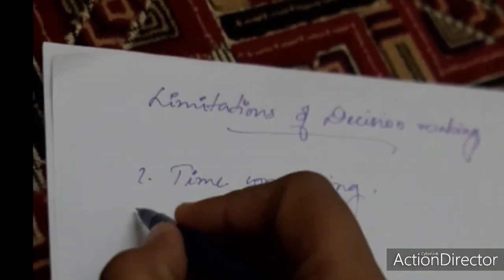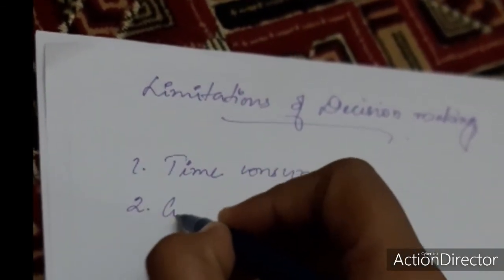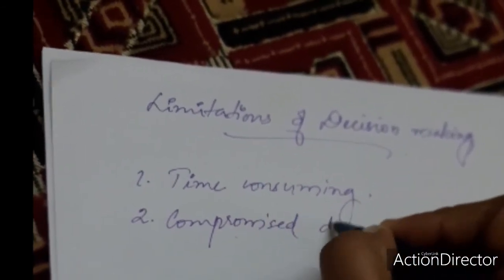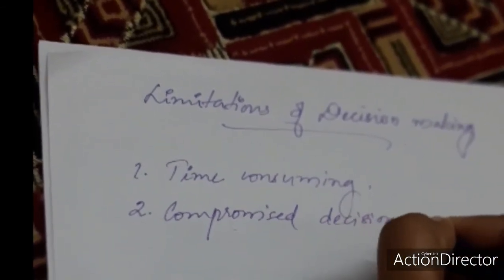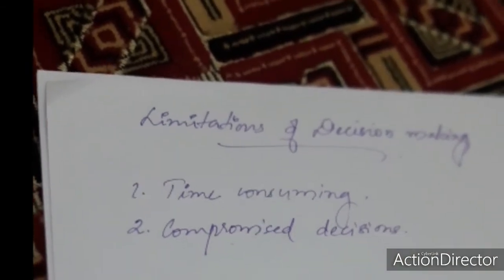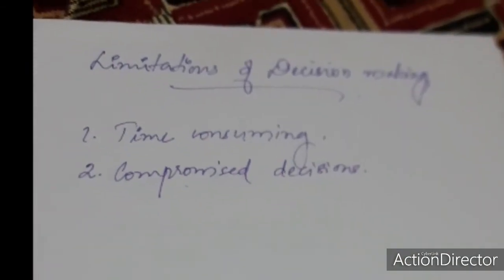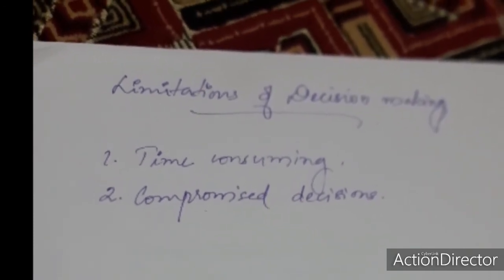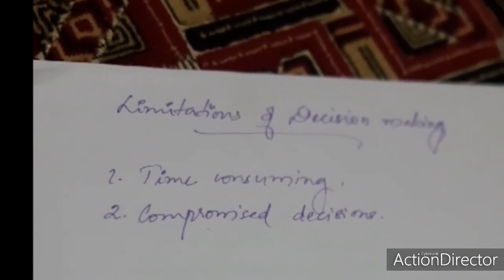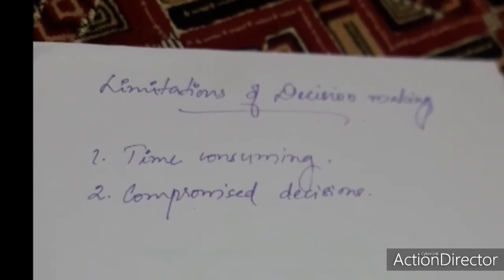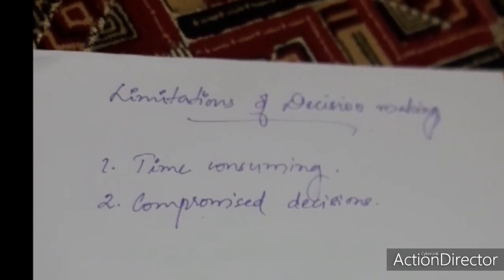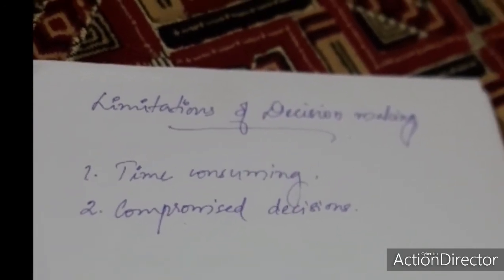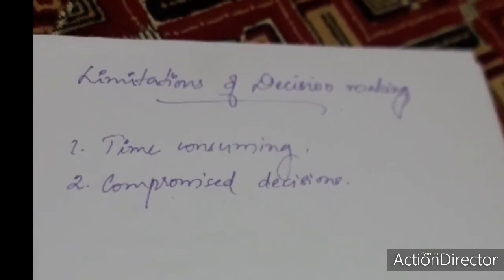Secondly, compromised decisions. Compromised decisions, in the sense, you have a difference of opinion among members of the group. So there is a group that is being sought out for decision making, and these group members will have different opinions. This might result in a compromised decision.